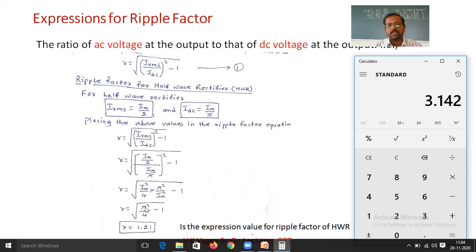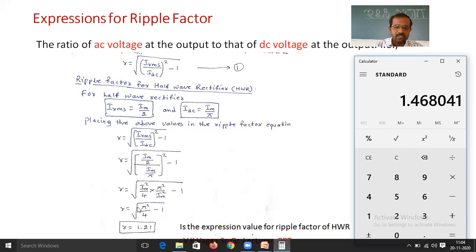What the pi square is to be written, it is pi into pi. So this is equal to 3.142 into 3.142, which is going to give you the value of pi square. So pi square is equal to 9.87, and it is to be divided by 4 here. Dividing the entire content by 4, you get 2.46, and after that it asks to subtract 1, so it is minus 1. After subtracting 1, you are going to get 1.46.